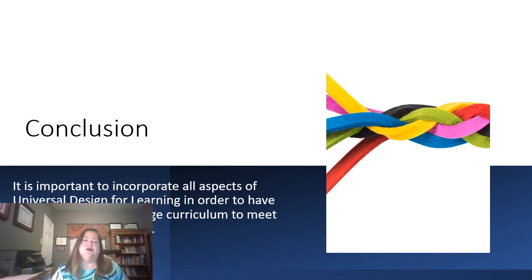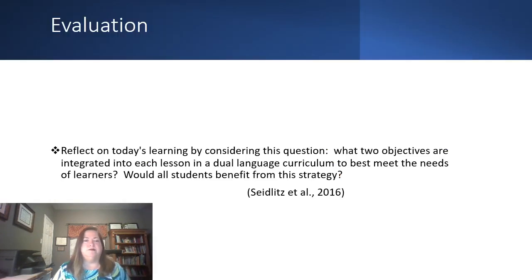In conclusion, it's important to incorporate all aspects of universal design for learning in order to meet both the content and language needs of a variety of learners. When you're looking at today's learning and reflecting on it, I'd want you to consider this question: what two objectives are integrated into each lesson in a dual language curriculum to best meet the needs of learners? Would all students benefit from this strategy?